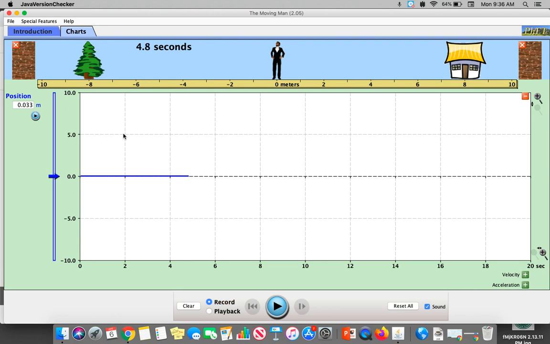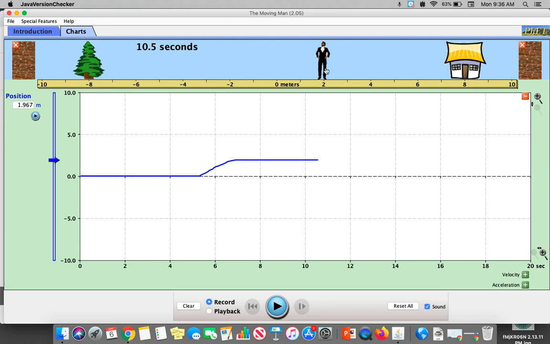If for some reason we move him over here to 2 meters approximately, and we stop again, notice his displacement changed, his position changed 2 meters in the positive, and then he stood there. So his position didn't change, because remember, time continues to move forward.